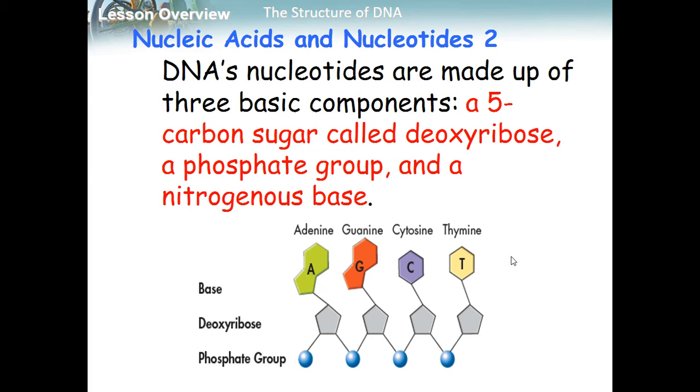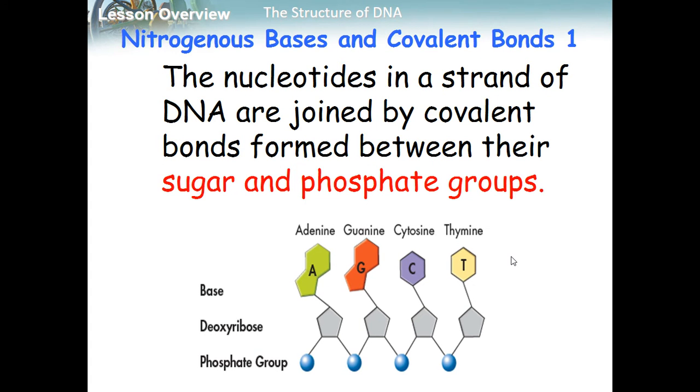DNA's nucleotides are made up of three basic components: a five carbon sugar called deoxyribose, a phosphate group, and a nitrogenous base. Nucleotides in a strand of DNA are joined by covalent bonds formed between their sugar and their phosphate groups. You might remember covalent means shared, sharing electrons. Sharing is covalent. Covalent bonds are strong.